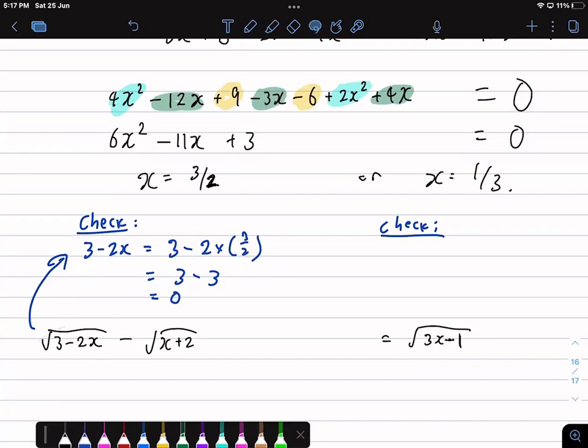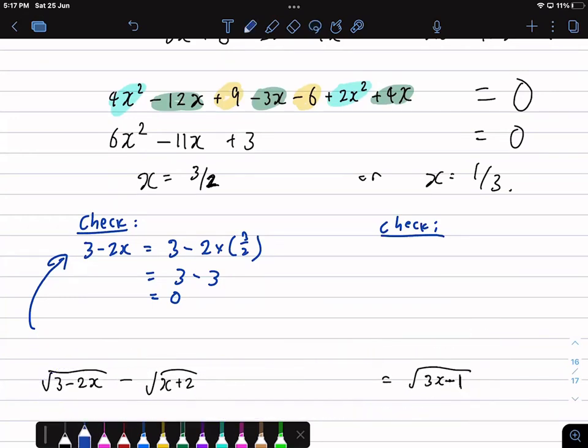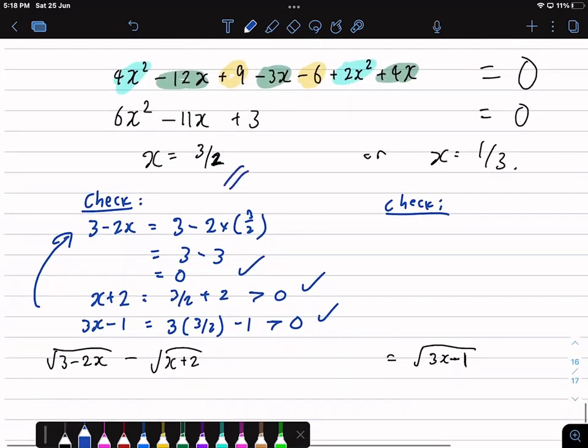x plus 2 as well. x plus 2 is just 3 over 2 plus 2. This is obviously more than 0, so still safe. Then the next one, underneath the square root is 3x minus 1. You have to check 3 times 3 over 2 minus 1. Also more than 0. So safe. Therefore, x equals 3 over 2 is acceptable as a solution.